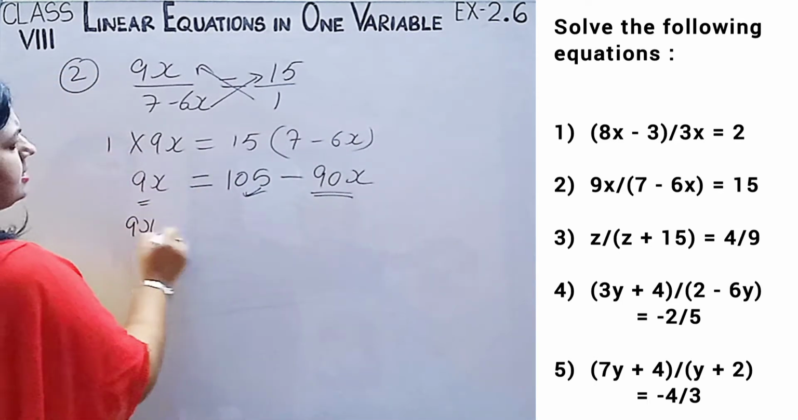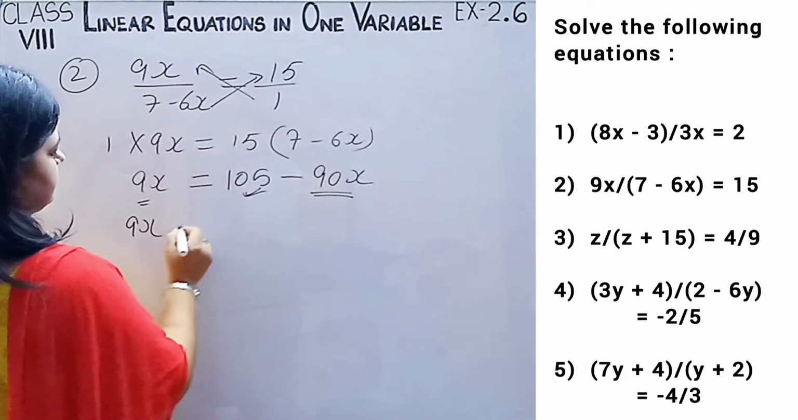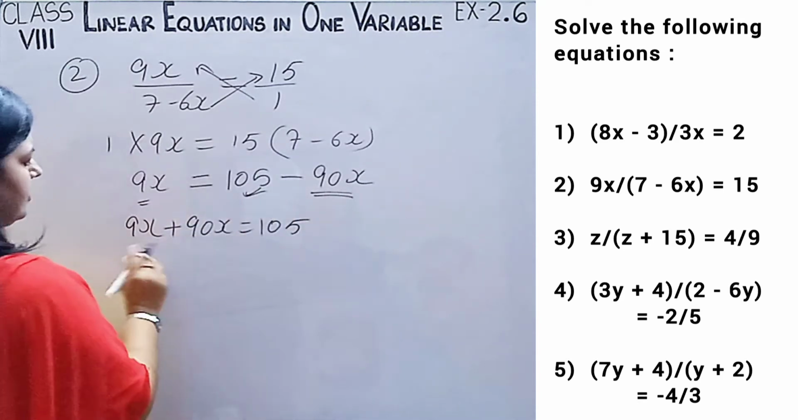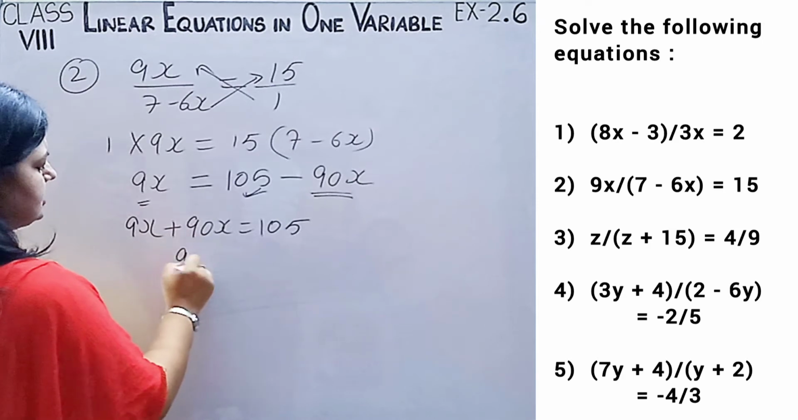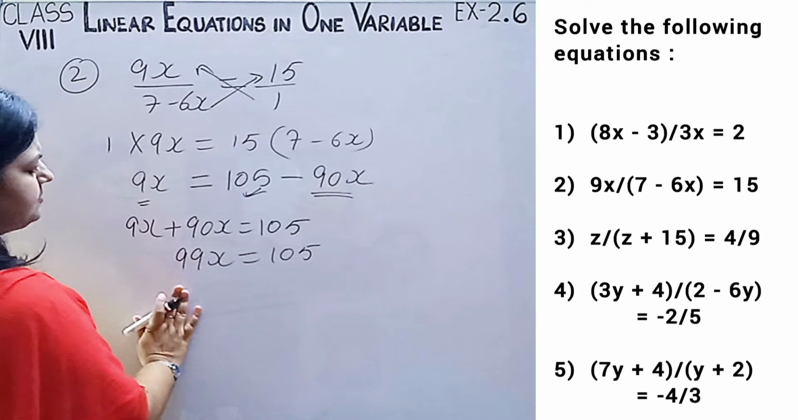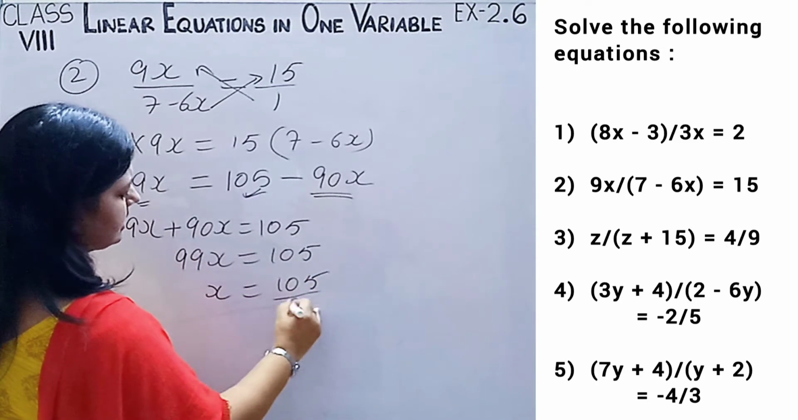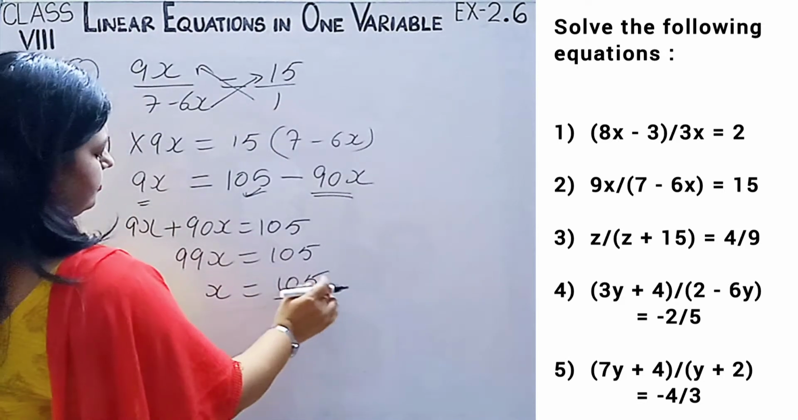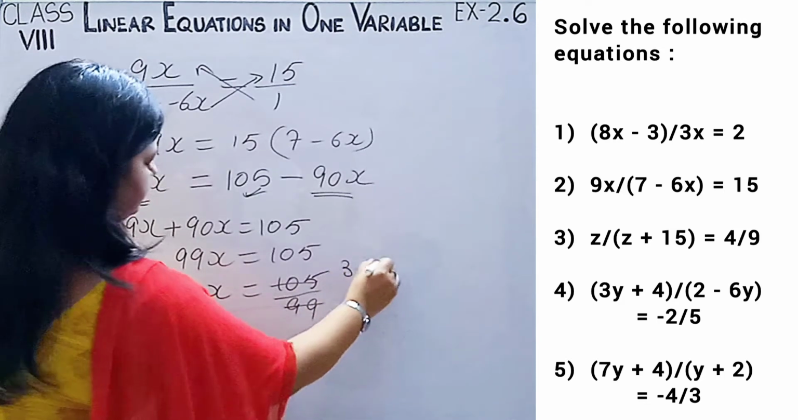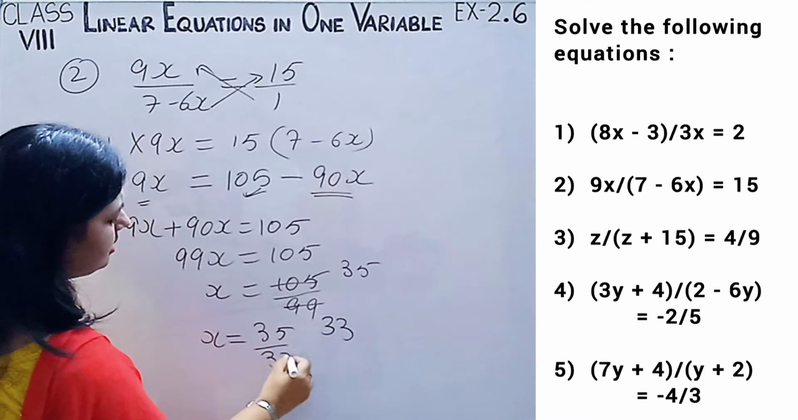So transposing this 90x from right to left, it will become plus 90x. So 9x plus 90x is 99x is equal to 105. Transposing 99 from left to right. So reciprocal, 105 upon 99. So 3 3s are 9, 3 3s are 9, 3 5s are 15. So x is equal to 35 upon 33. Answer.